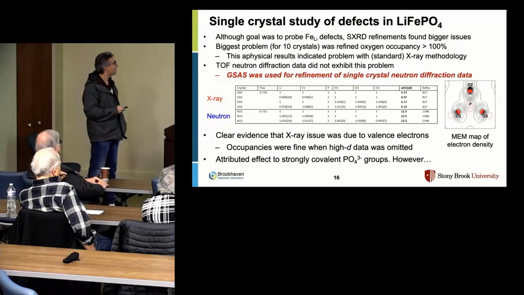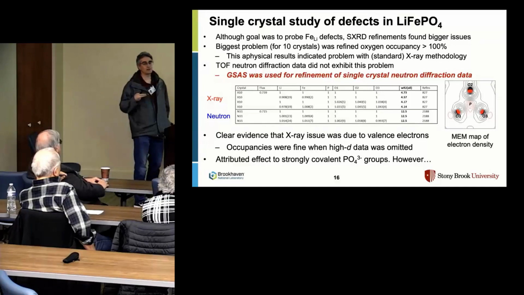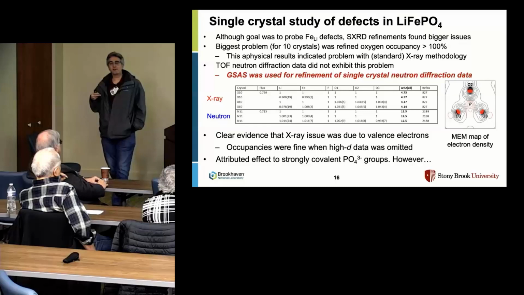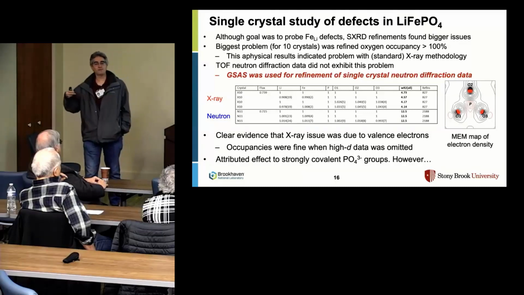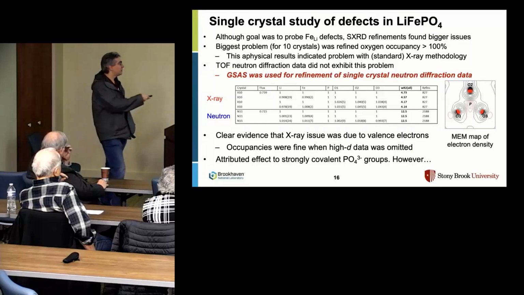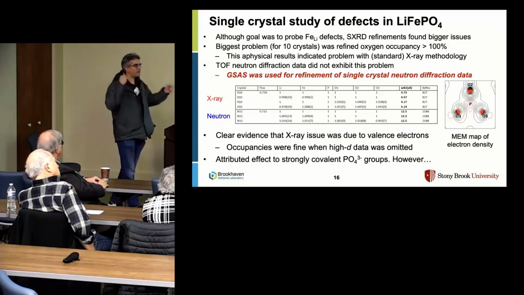A nice chat with Phil Coppens said, throw out the high d-spacing data, where the valence electrons are contributing, and just look at the core electrons, this problem should go away, and sure enough, it did. So we confirmed that the valence electron distribution differs from the model used, the spherical model used in form factor calculations, which we attributed to the phosphate bonding, the very strong covalent bonding in phosphates.